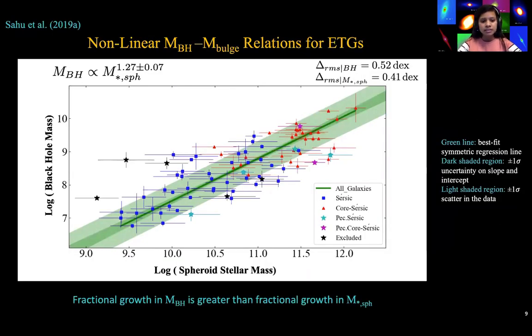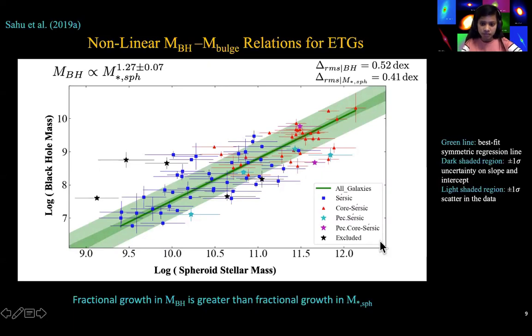Consistent with numerous previous studies, we did find a tight correlation between black hole mass and bulge masses of early type galaxies. However, this correlation is nonlinear even at the 3 sigma uncertainty limit. That suggests that if we assume that there is a co-evolution along the black hole mass versus bulge mass relation, the rate with which black hole mass grows is greater than the rate of growth of stellar masses of the host bulge.